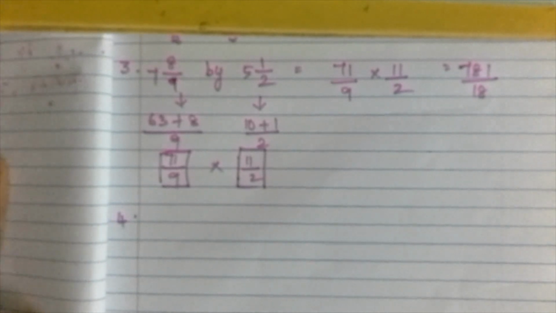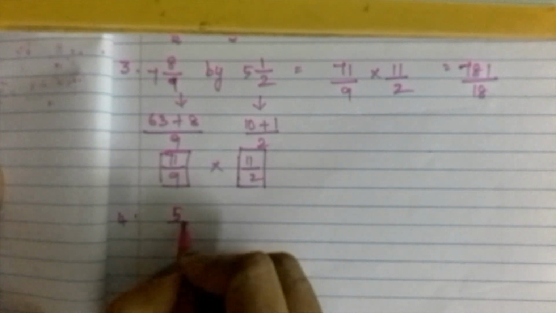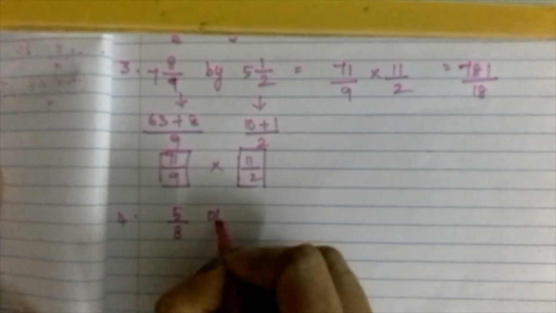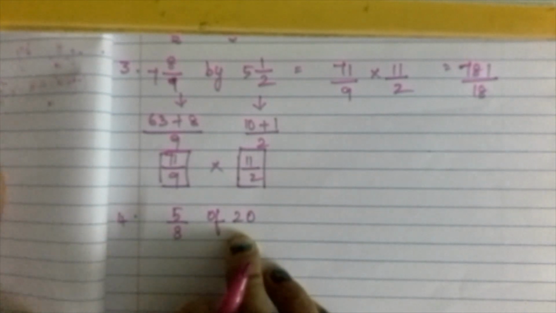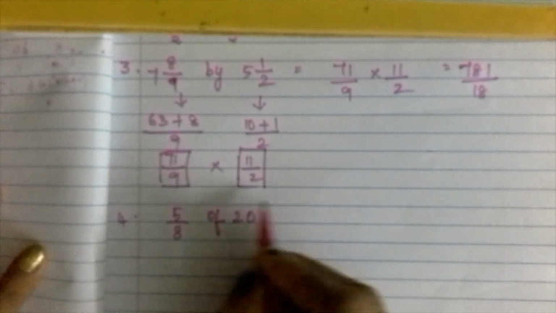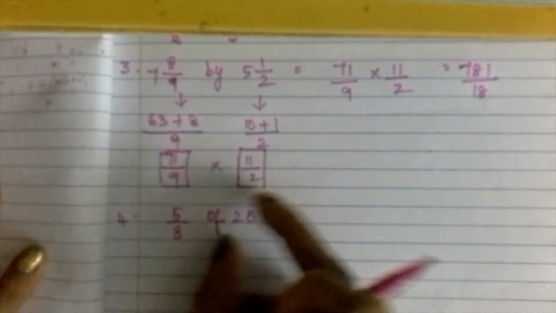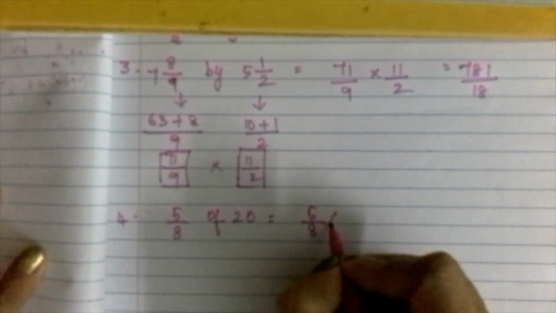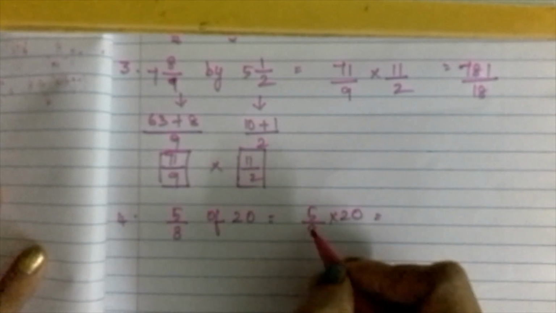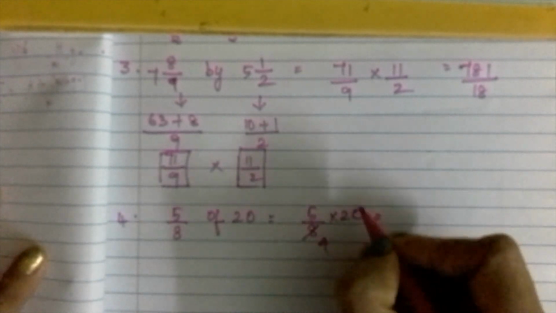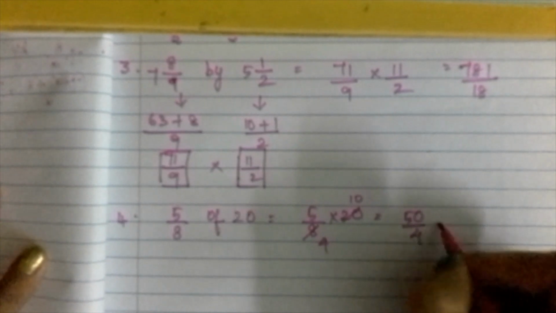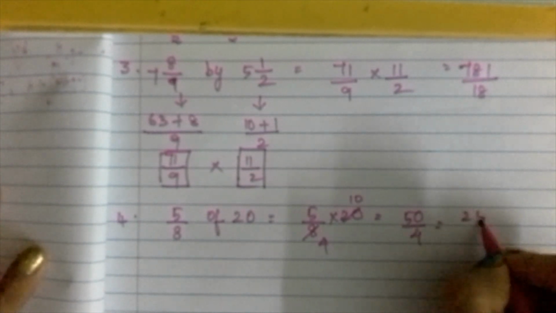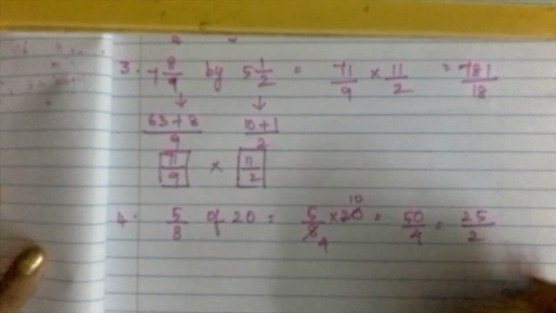The next sum I'm going to do is 5 by 8 of 20. So of 20 also means it's a multiplication. You want just 5/8 of the value 20. That is what it means. So 5/8 into 20. You can just simplify. 4 5s are 20, 5 2s are 10. It will be 10 divided by 4. Again, if you want, you can simplify. It will be 5 by 2.